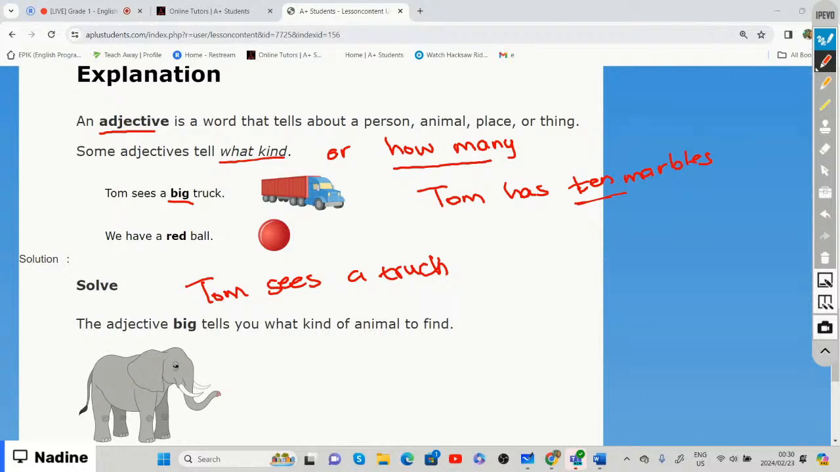So with adjectives, right? Adjectives tell us what kind. You can describe that thing by saying what color it is, what size it is, if it's tall, if it's short, if it's big, if it's small, if it's soft, or if it's hard, for example.